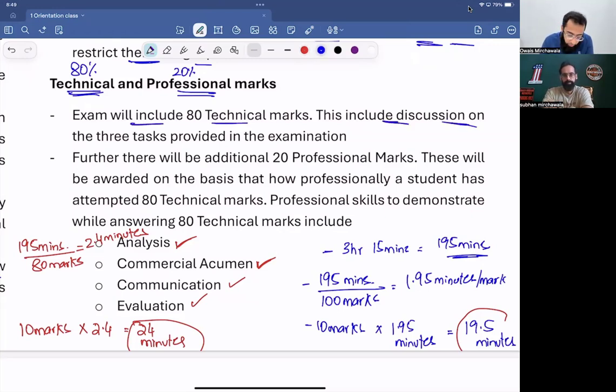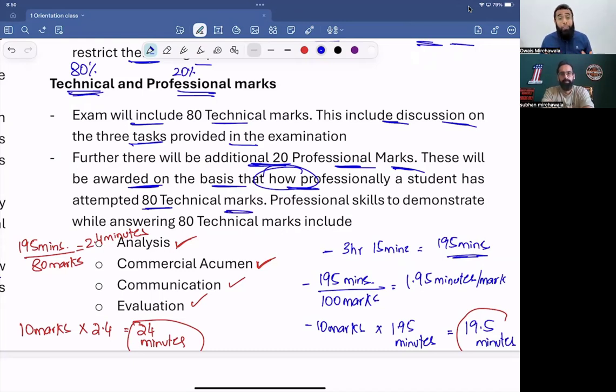So the exam will include 80 technical marks. This includes discussion on the 3 tasks provided in the examination. Maybe a task on ethics, or on culture, or on leadership, or on controls, anything technical. There will be an additional 20 professional marks. These will be awarded on the basis of how professionally a student attempted those 80 technical marks.